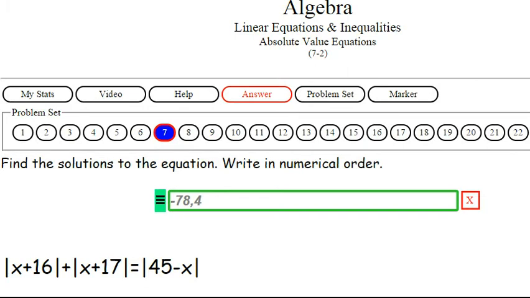And then negative 78, I may just plus 16, we gotta hurry. We got negative 62, so that's positive 62, and then negative 78 plus 17 is 61, so that's going to be plus 61. So we got 62 and 61. 62 plus 61 is 123. Okay, so then we have 45 minus a negative 78, and I get 123. So that's the correct answer.